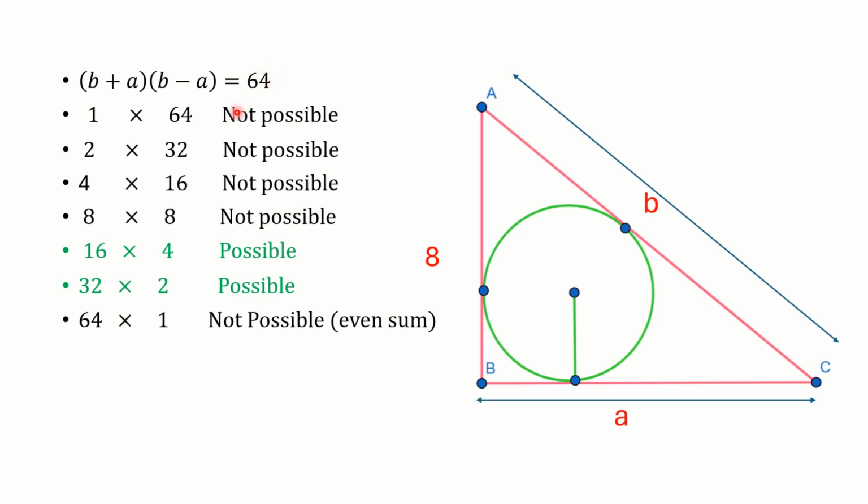Now let us see how many of them are really possible, because b plus a is greater than b minus a.